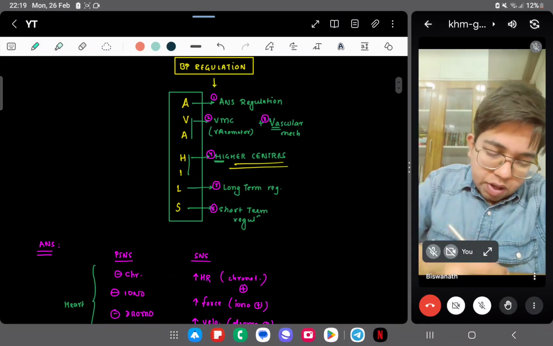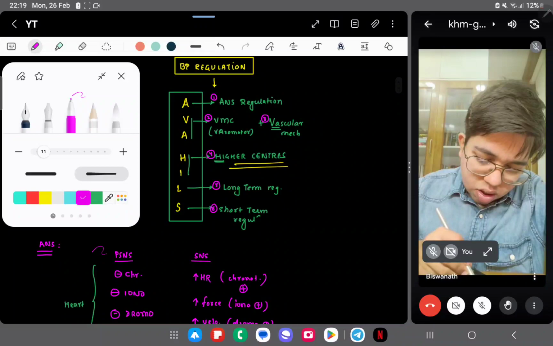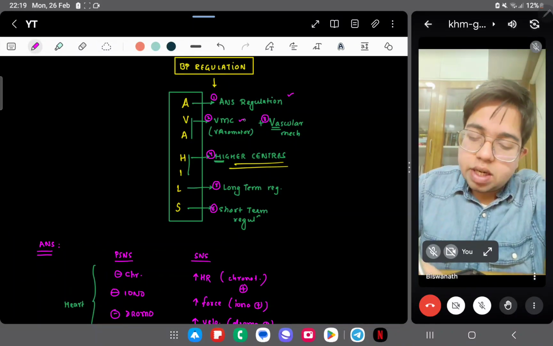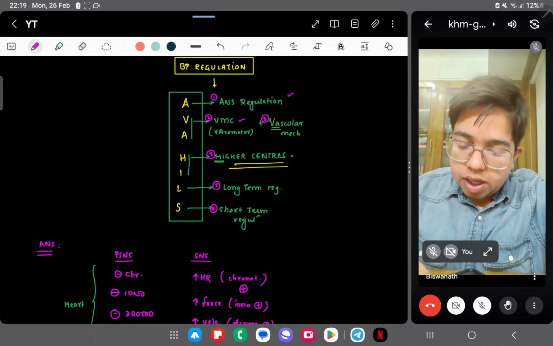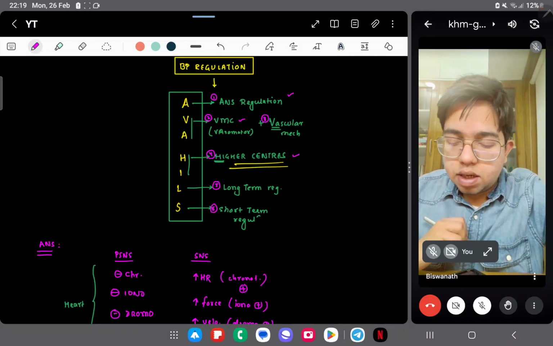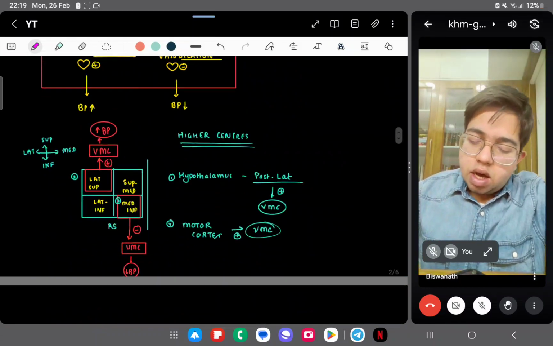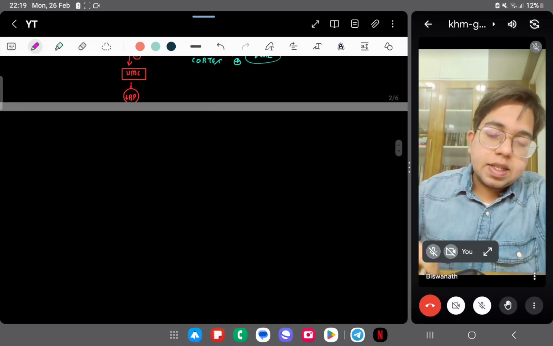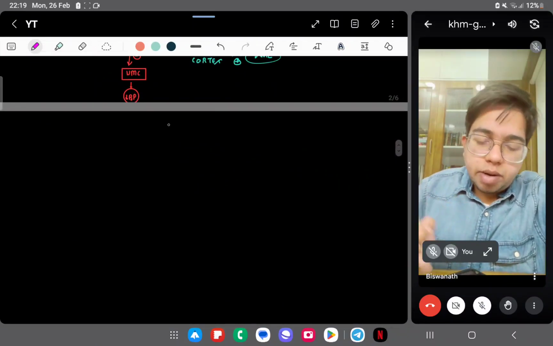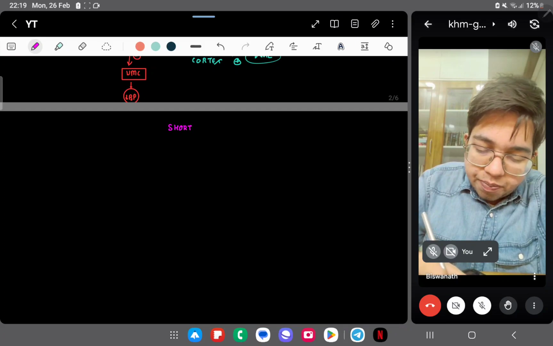Okay. So you understood all of this: your ANS regulation is done, VMC is done, vascular mechanisms we will discuss, higher centers is done. We have long term as well as short term regulation. It's conventional. Let's discuss the short term regulation of blood pressure first.